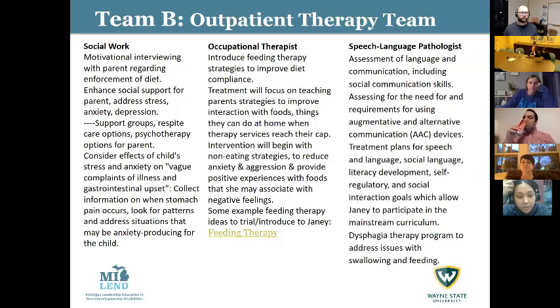And then we wanted to look at social support for the parents, especially regarding stress, anxiety, and depression, because we know that the rates of those conditions are higher in parents of children with disabilities, especially with PTSD. We wanted to think of ways of addressing those situations in terms of support groups or respite care options, and think about therapy options for parents and what was available.